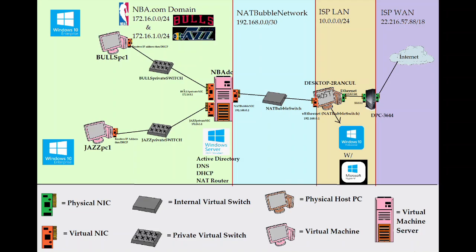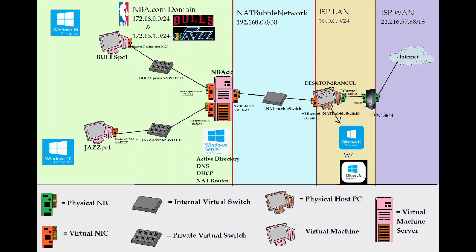Now, the NAT bubble network allows those computers to also communicate on the World Wide Web. This is just the way I set it up. It doesn't have to be this way, but that's how I did it. Anyway, after the NAT bubble network comes my ISP LAN, where my host computer actually operates. It's just a workgroup, not a domain, and it's just a Windows 10 Pro PC with Microsoft Hyper-V installed, of course. And then that goes into my default gateway router, the DPC3644.